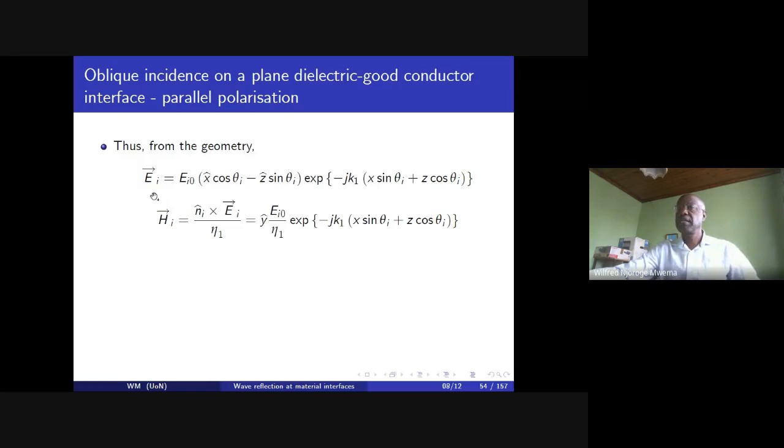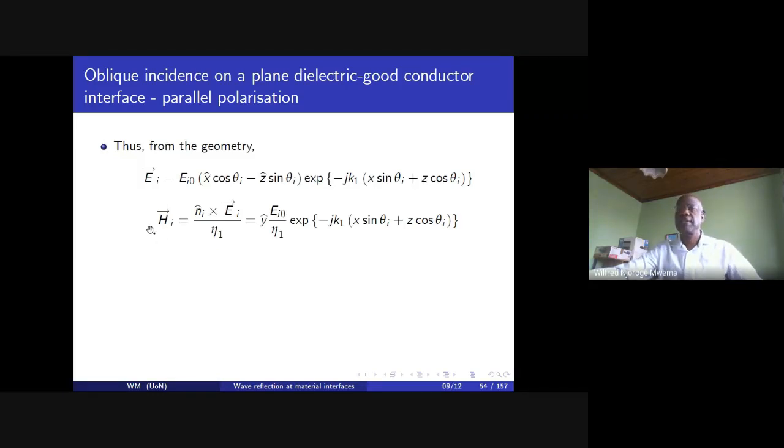Geometry, we can write that EI is going to be given by that equation there, where the x cap cos theta I minus z cap sin theta I is, you can recall this to be the resolution or resolving of ni cap, which is the unit vector in the direction of propagation, into the x and z coordinates. And therefore, this other one just follows from the same previous discussion we had yesterday. It's the propagation factor, so to speak.